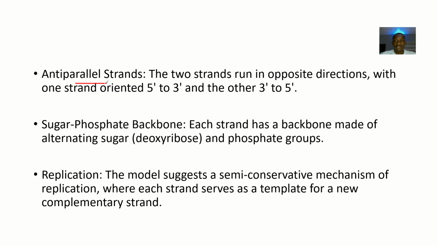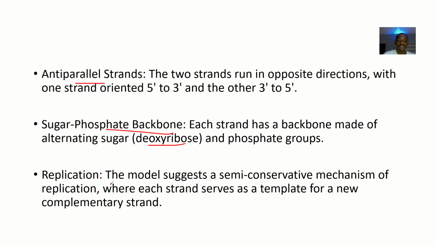Moving to the next one now. The DNA has antiparallel strands. So the two strands run in opposite directions, with one strand oriented from 5' to 3' and the other strand oriented from 3' to 5'. Then it also has a sugar-phosphate backbone. Each strand has a backbone made up of what? Alternating sugars. If we're talking about DNA, it's deoxyribose. When we are talking about RNA, that's when you're talking about ribose. So it has a backbone made up of alternating sugar, that's the deoxyribose, and phosphate groups.